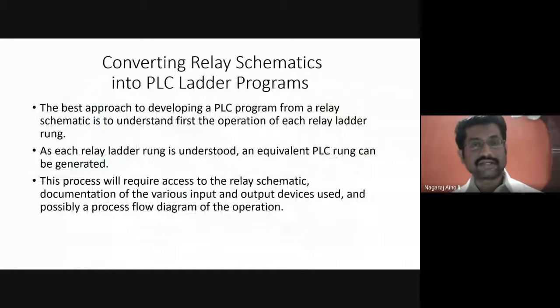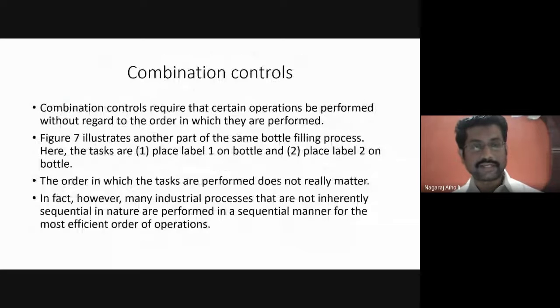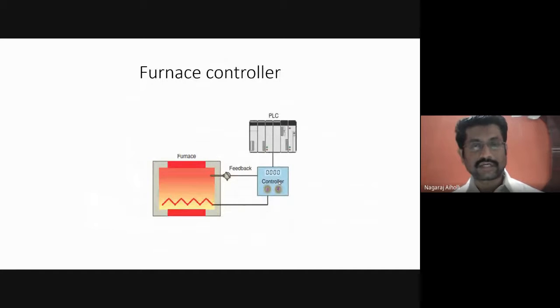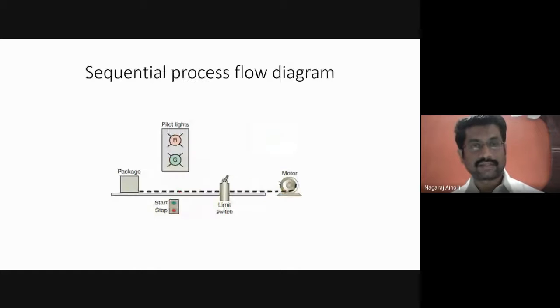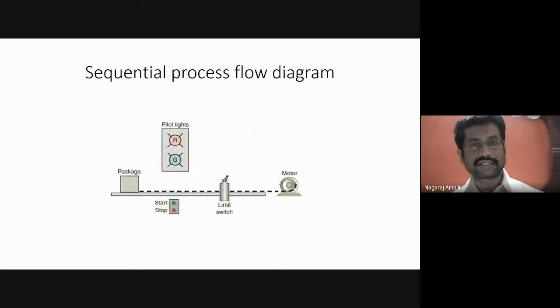Next is converting relay schematics into PLC ladder programs, where we'll be taking up sequential circuits and combinational controls. Then the furnace controller, an automatic process based on the set point value and the measured value, and the sequential process flow diagram. Those things we'll take up in the next class, right?